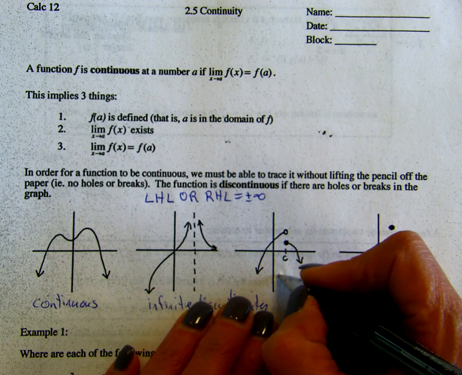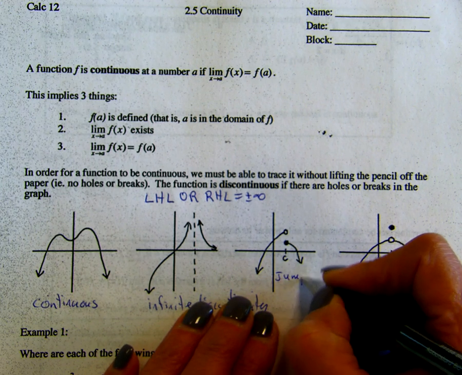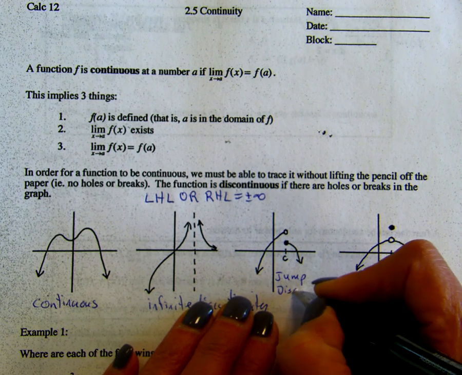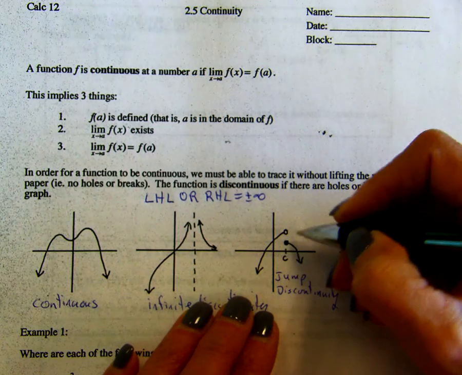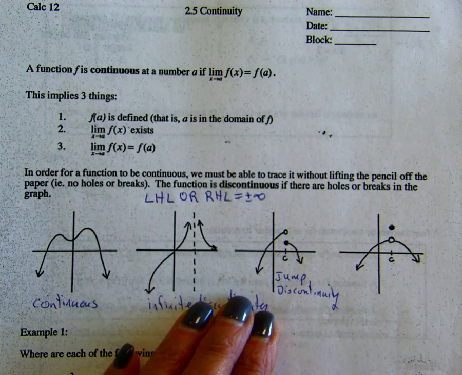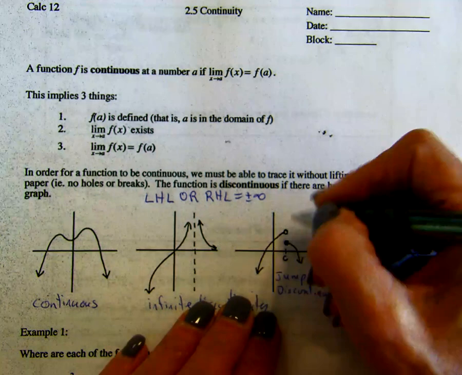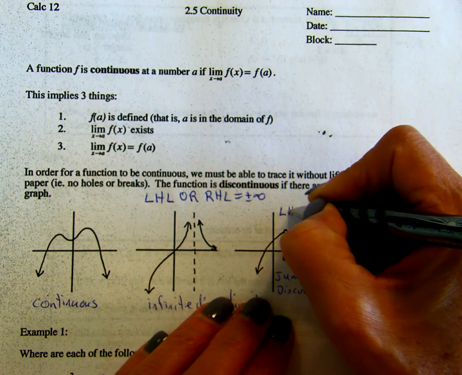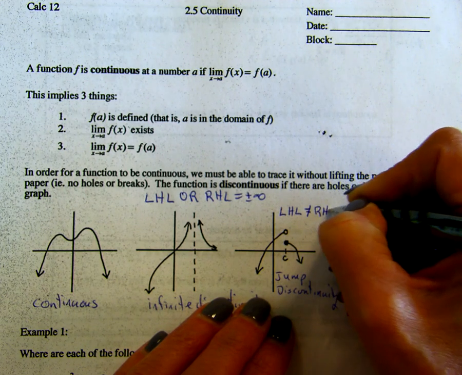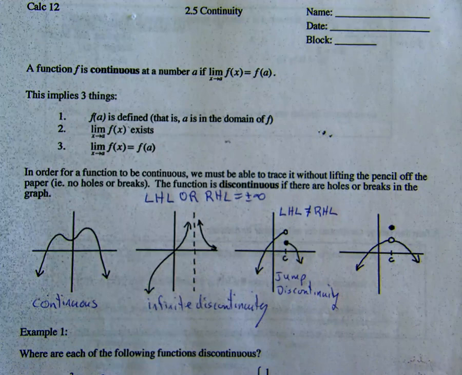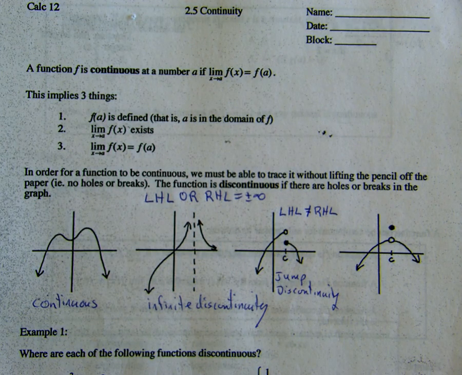This one here is called a jump discontinuity, because the function jumps from one value to another. So we will have a jump discontinuity when our left-hand limit does not equal our right-hand limit. Note, both of these limits exist, they just don't equal each other.